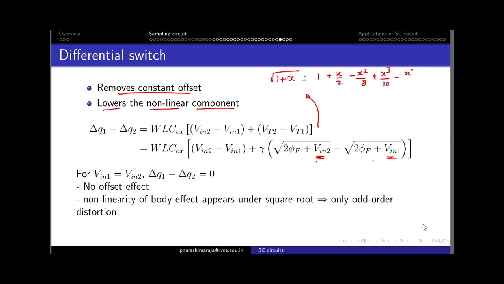Okay, so that is what I'm trying to say here. It ends up having only the odd-ordered distortion at the output. So there is a bit of advantage when we compare with the previous techniques that we have discussed.